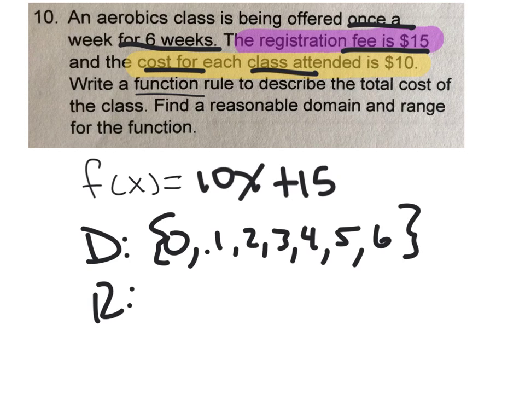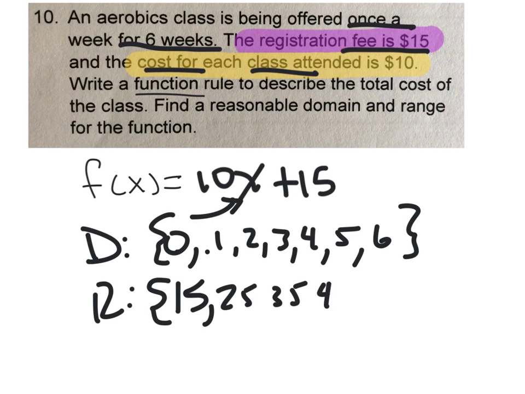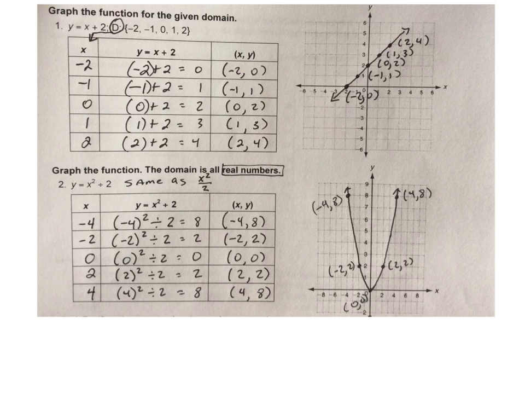Your range, if you go 0 times, you plug in that 0 right there. 10 times 0 is 0, plus 15 is $15. And then it would increase by 10 each time. So 25, 35, 45, 55, 65, up to $75. And that would be your possible range.